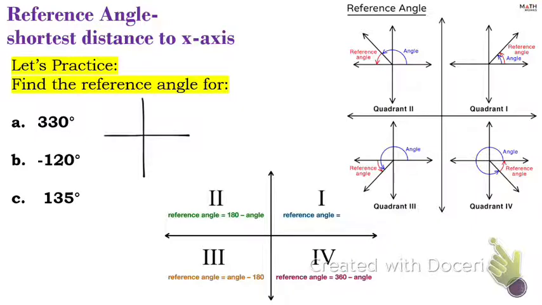330 degrees. So 330 degrees would be about here. It's in quadrant 4. So if you rotate like that, this represents a 330 degree angle.